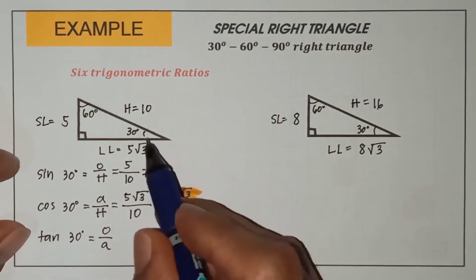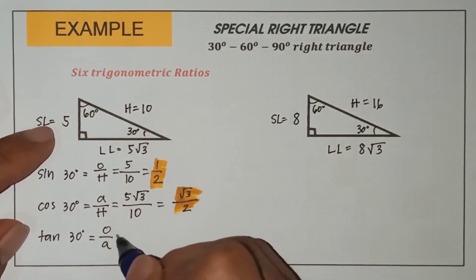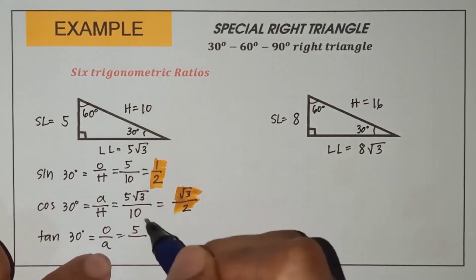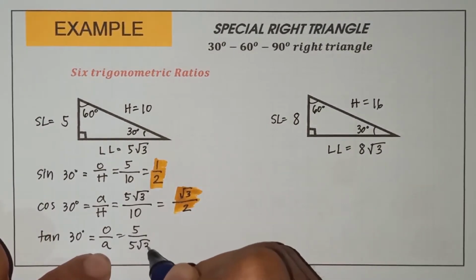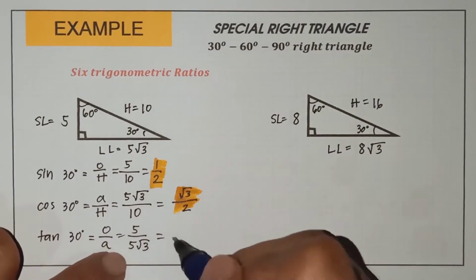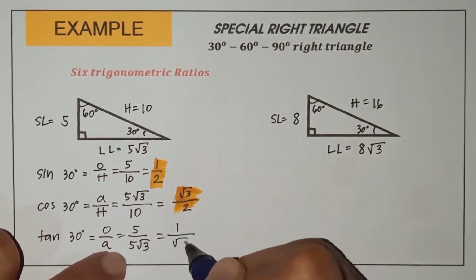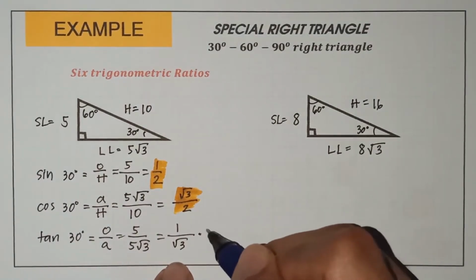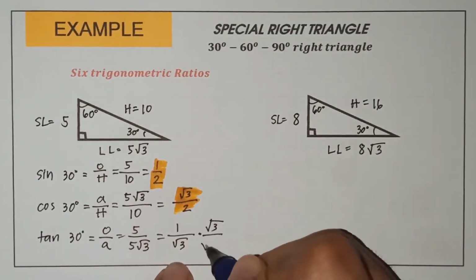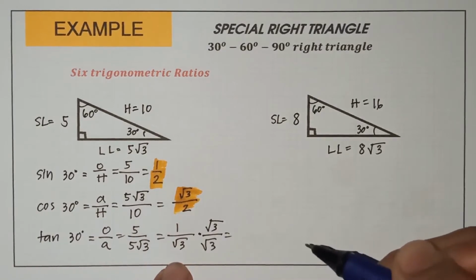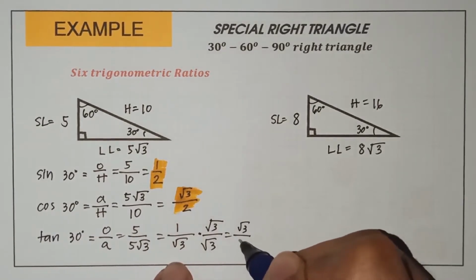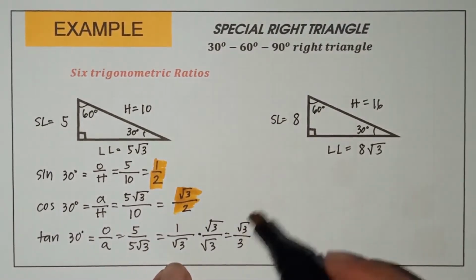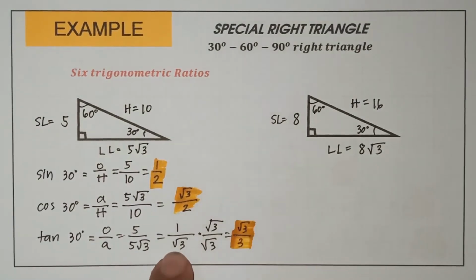For the tan 30, the opposite is 5, and the adjacent is 5 square root of 3. And the result is 5 divided by 5 is 1 over square root of 3. Since the denominator is square root of 3, rationalize it. Square root of 3 over square root of 3. The result is square root of 3 over 3, because square root of 3 times square root of 3 is 9, and the square root of 9 is 3.